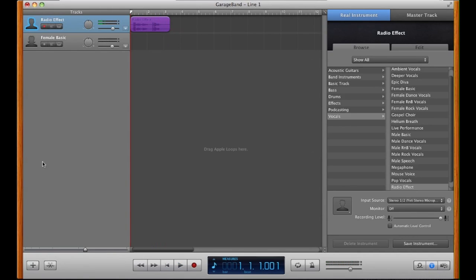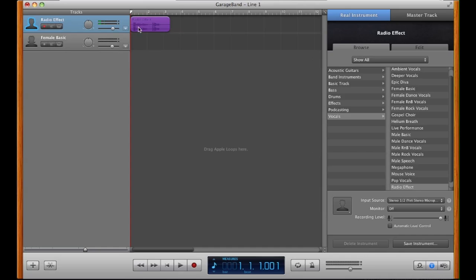So what I quickly did was, that is a test line. And you may notice there is a radio effect on that. That gives a little bit of an echo. Now, I am using GarageBand, so some of these features may not be available to you. However, if you're using Audacity, the same basic idea still applies.